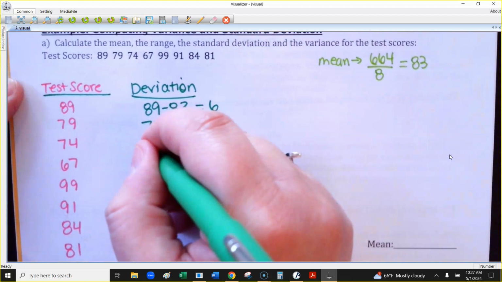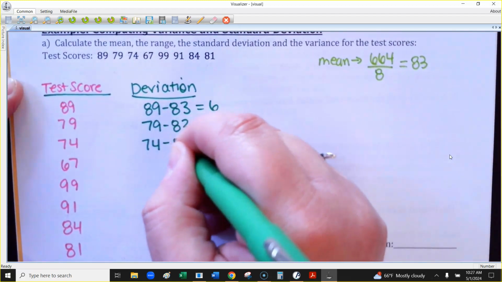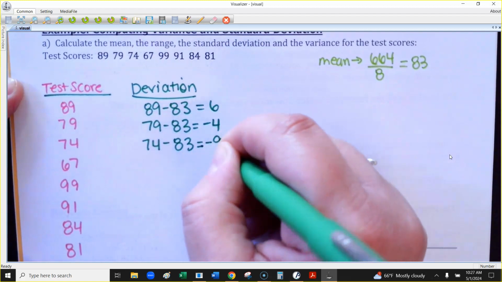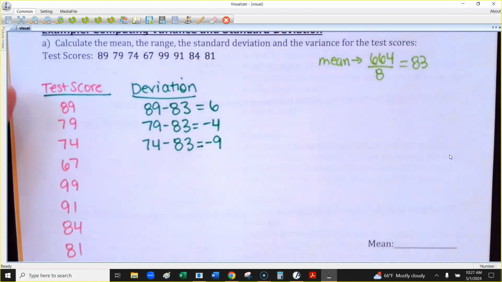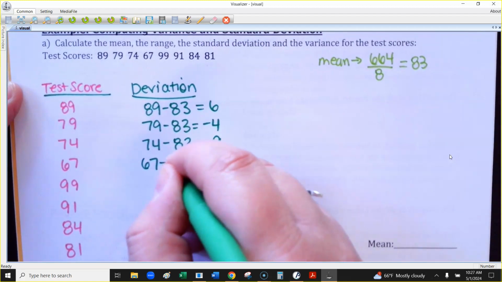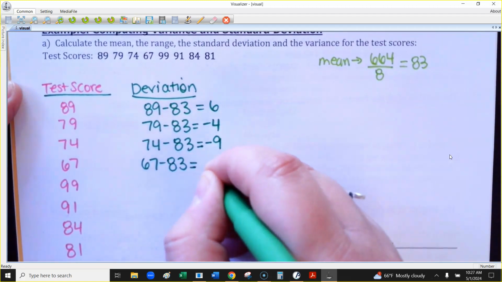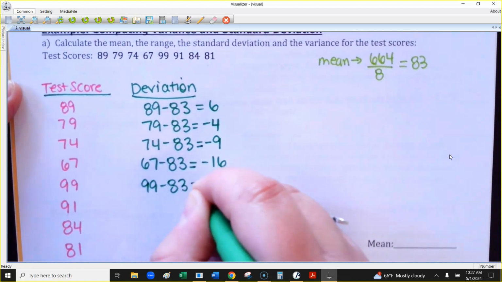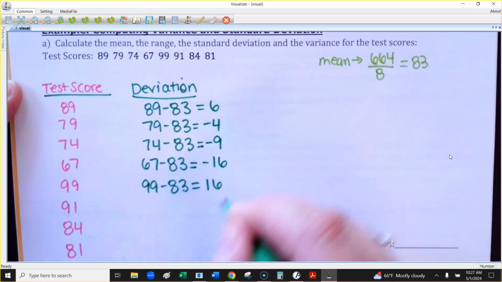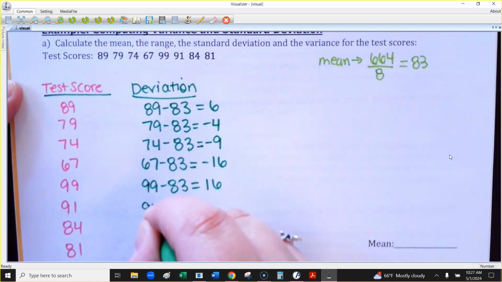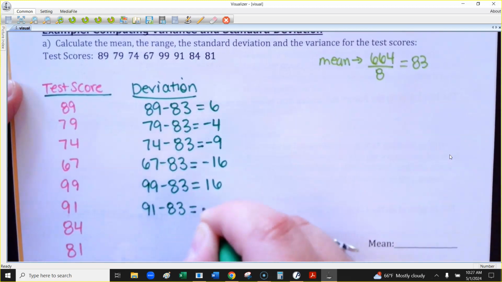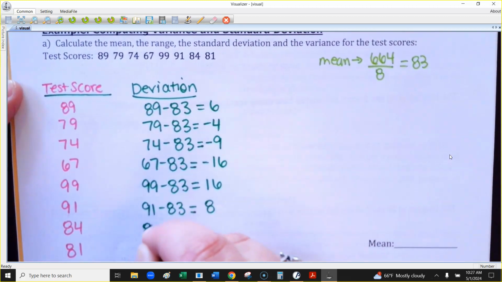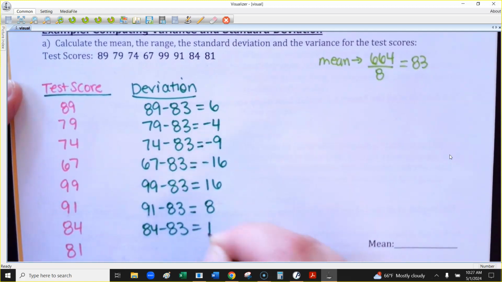You take your data value minus the mean. And it's okay to be negative, it's okay to be positive. So if I do 74 minus 83, I'm going to get -9. 67 minus 83 is going to give me -16. 99 minus 83 is going to give me positive 16. 91 minus 83 is going to give me 8. 84 minus 83 is just going to give me 1. And 81 minus 83 is going to give me -2.